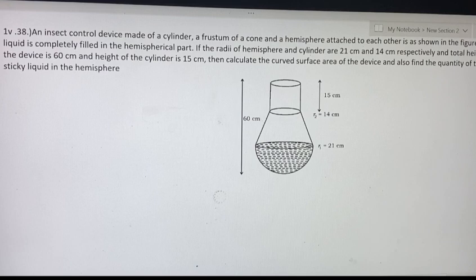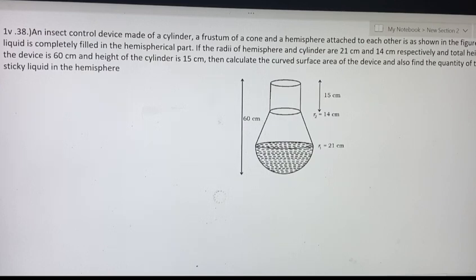Now what is the data they have given? They have given the height of the cylinder, that is 15, and the height of the entire control device, that is 60 centimeters. They have given R2 as 14 centimeters, that is the radius of the cylinder and the first radius of the frustum of cone, and the second radius of the frustum of the cone is 21 centimeters, and the radius of the hemisphere is also 21 centimeters.